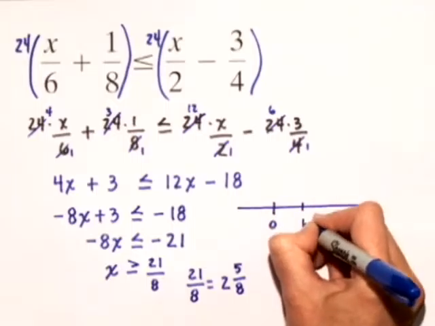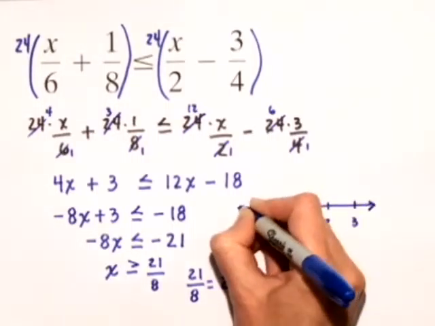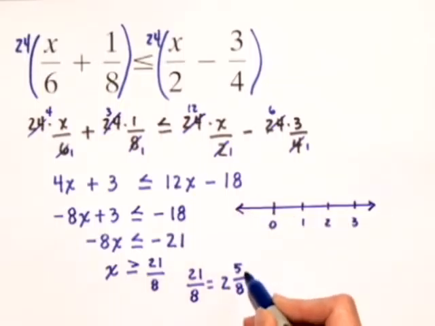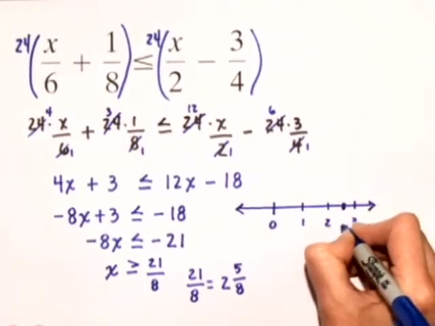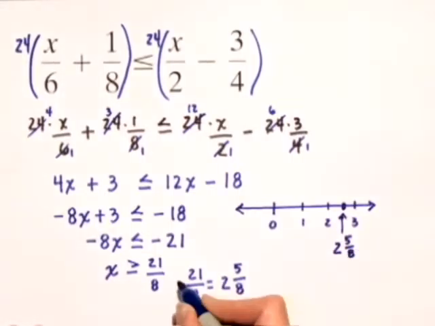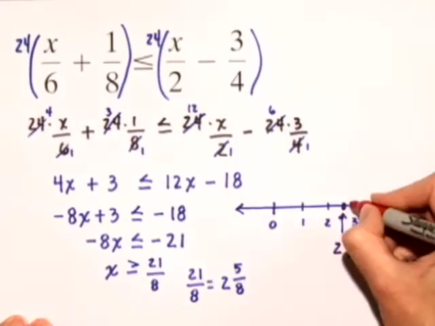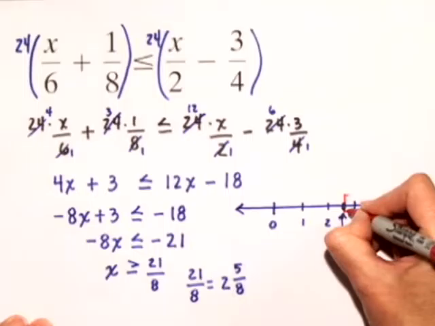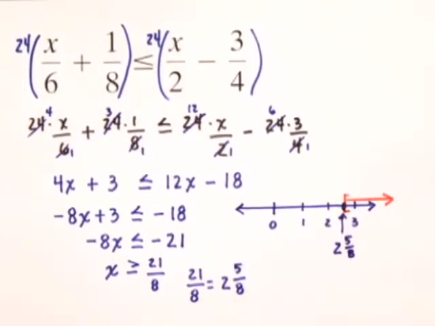So here's 0, 1, 2, 3. Well, 2 and 5/8 is a little bit bigger than 2 and 4/8, so it's a little bit bigger than 2 1/2. So we'll put it right about here. That is 2 and 5/8, or 21/8. So we want x such that x is greater than or equal to 21/8. So we'll draw a bracket at 21/8 with an arrow going to the right.